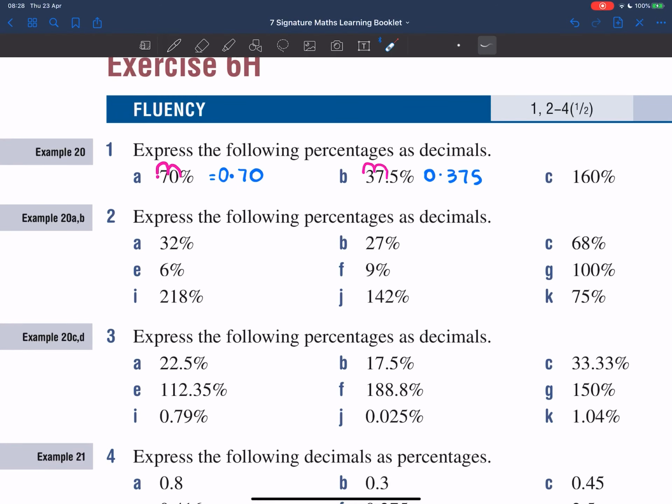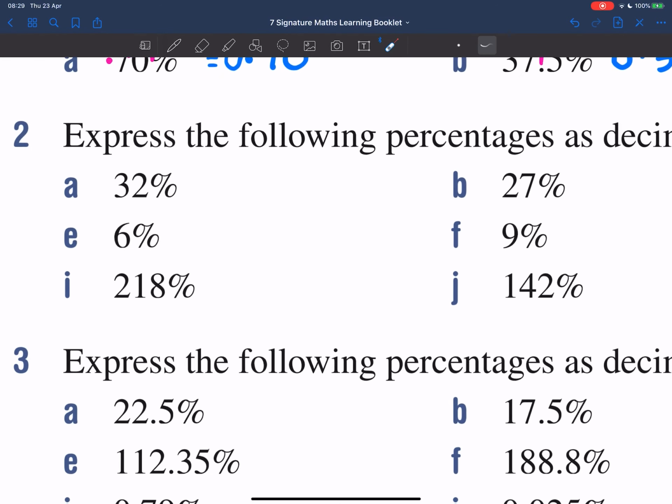Let's do one more. Let's go with 32%. This is 2A. Okay, so remember, in a whole number where you cannot see the decimal, it's at the end. So taking it back 2 places, because that's dividing by 100. 1, 2. There's the decimal there. The answer will be 0.32.